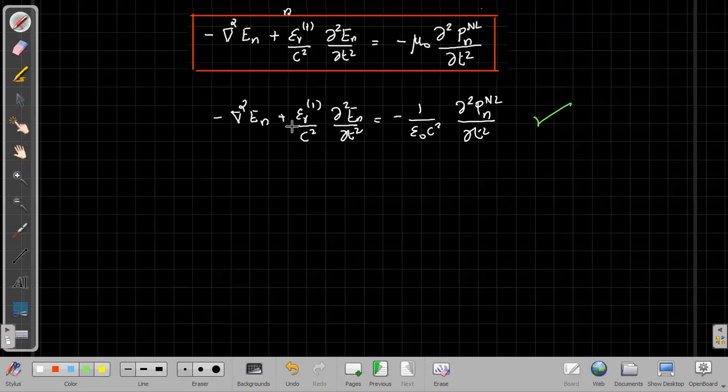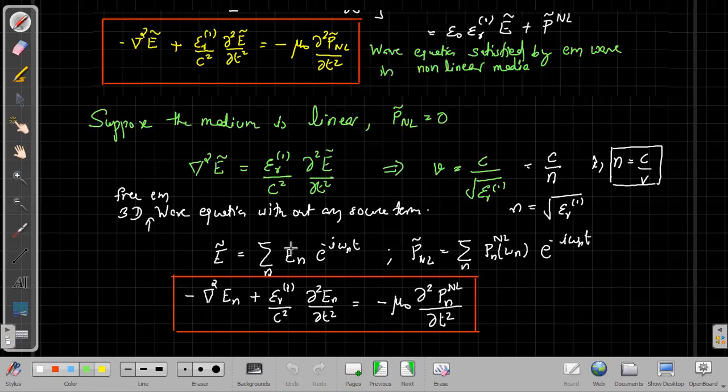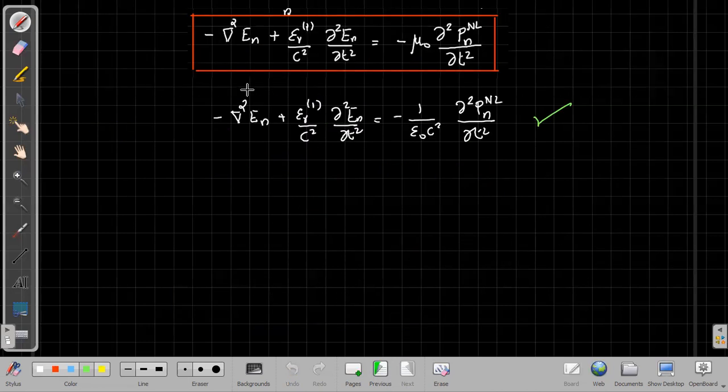The left side contains the electric field strength, the nth component of the electric field. That is what we have written here. E n is the amplitude of the nth frequency, or omega n frequency. E n is the component of e raised to minus i omega n t. So it is a component of omega n frequency, and similarly P n is the component of omega n frequency. So what we have written here is frequency specific. It is for omega n, and this is for omega n. So this is for a particular frequency.